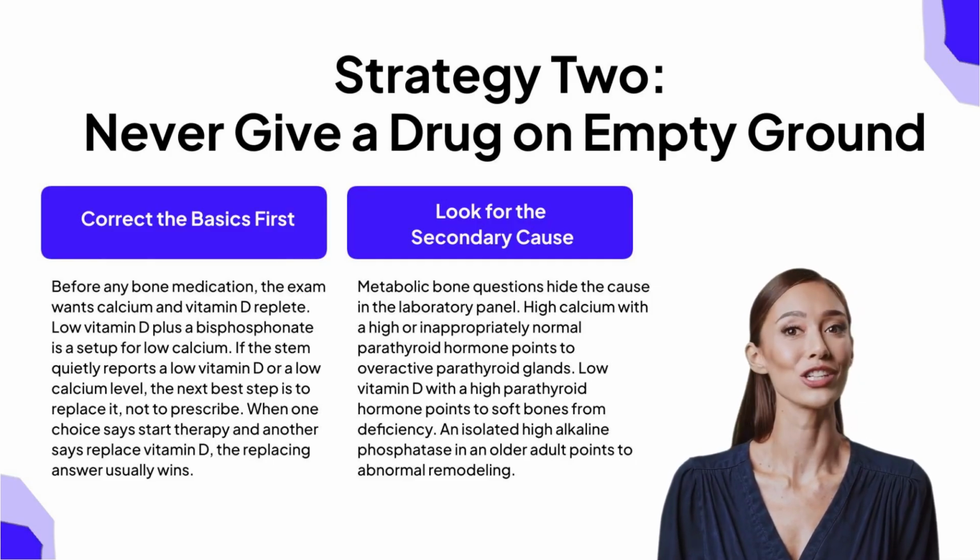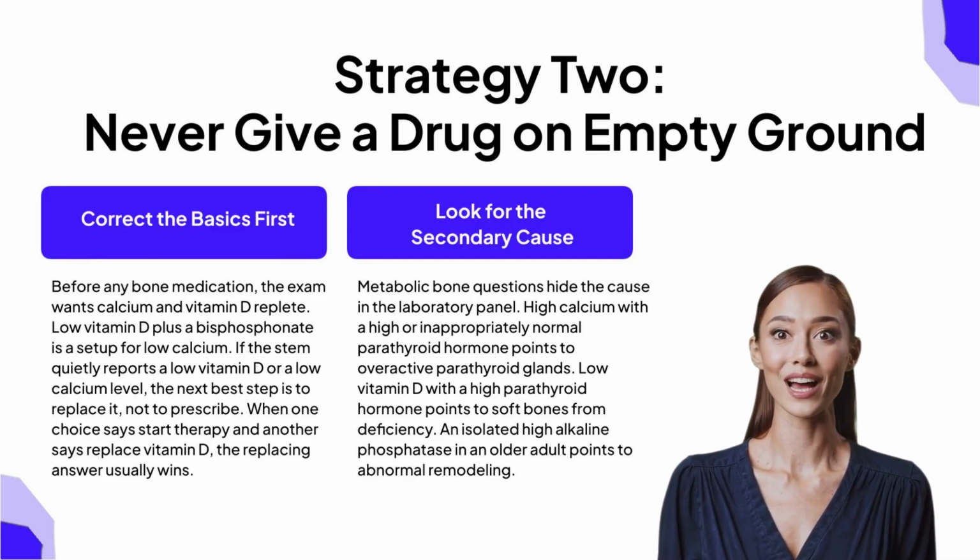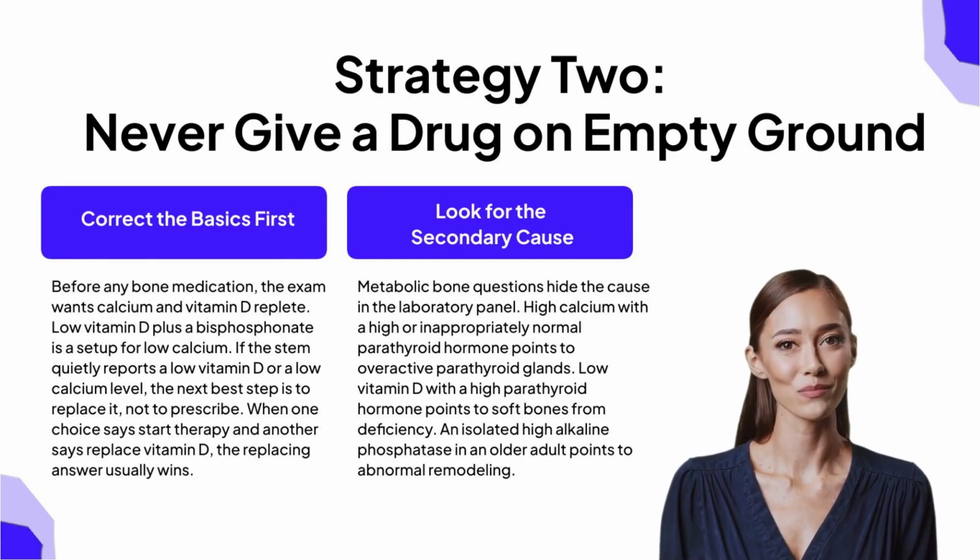Then look for the secondary cause hiding in the lab panel. High calcium with a high or inappropriately normal parathyroid hormone points to overactive parathyroid glands. Low vitamin D with a high parathyroid hormone points to soft bones from deficiency. An isolated high alkaline phosphatase in an older adult with bone pain or hearing loss points to abnormal remodeling.